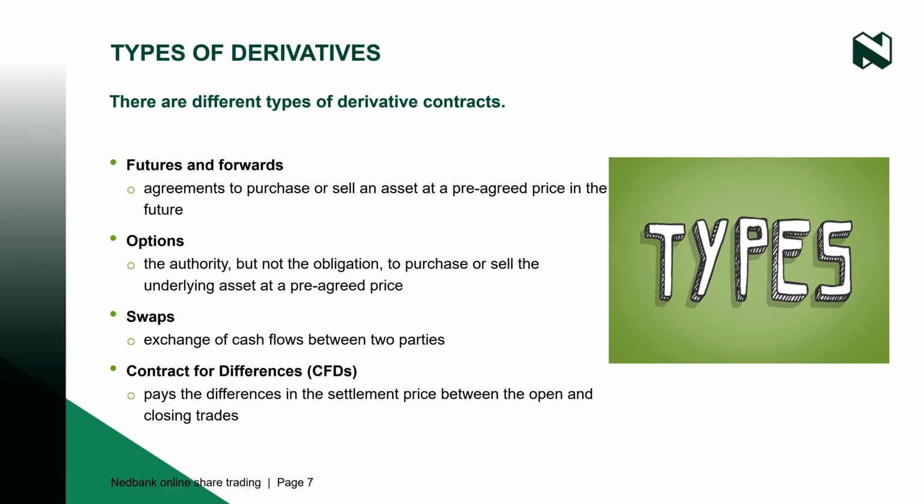Lastly, we have contract for difference, CFDs. A CFD is a financial contract that pays the differences in the settlement price between opening and closing trades. CFDs essentially allow traders to trade the direction of the underlying asset over the very short term, and are especially popular in equities, forex, and commodities products.